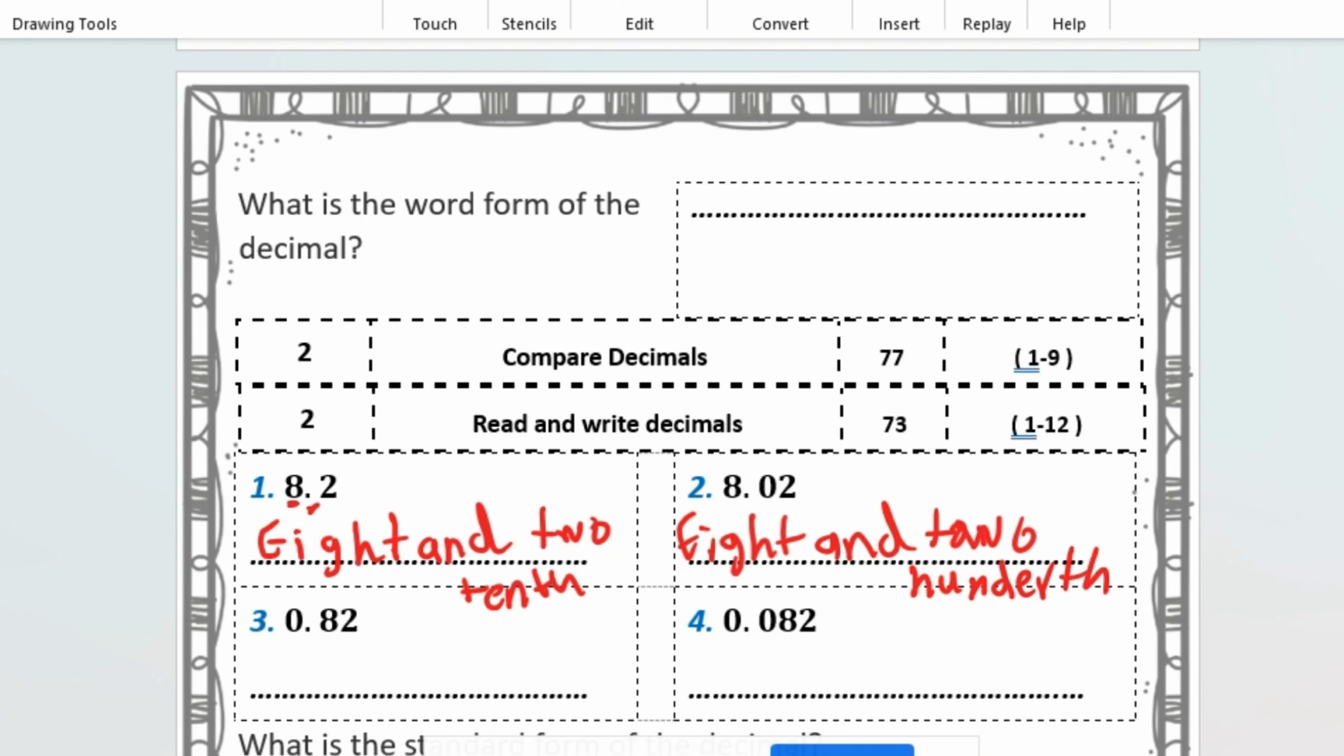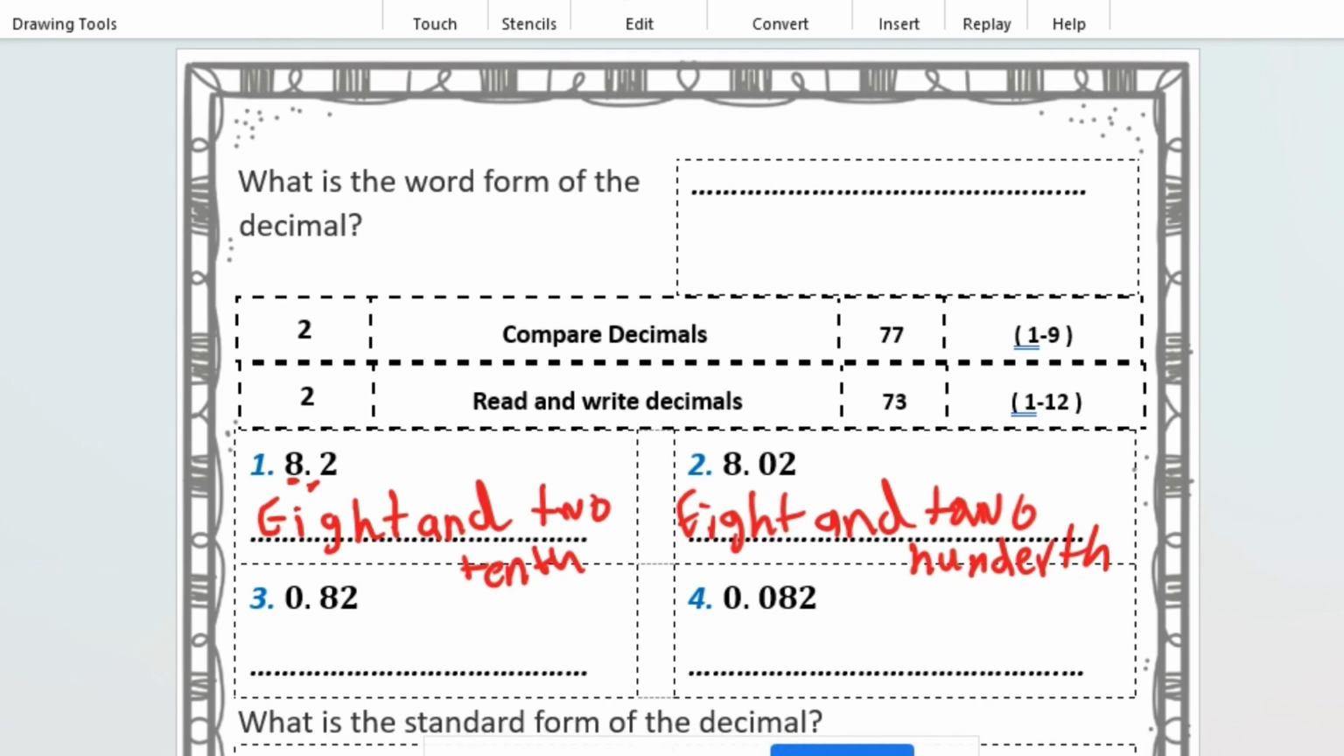So this one is 8 and 200th. This is 8 and 2 tenth. Tenths, okay? Here we don't have any number, so we just skip it. And also, if we have a zero, we don't read the decimal. So we focus on what's after the decimal, which is 82.